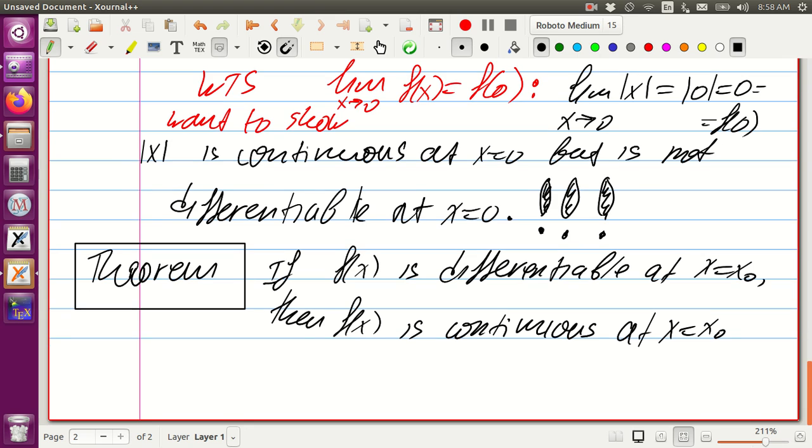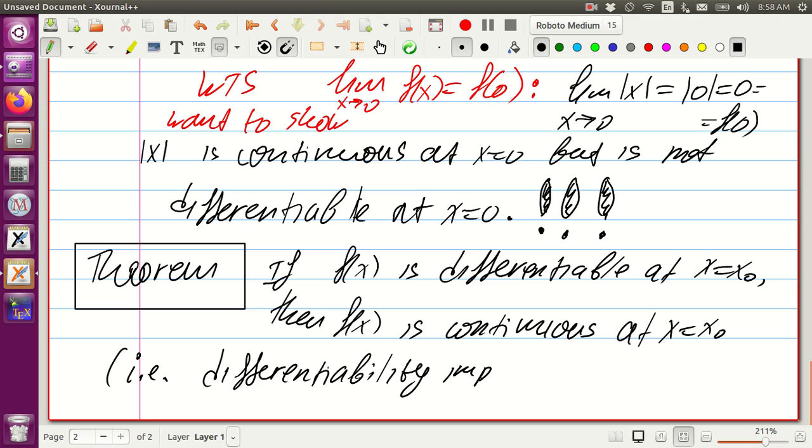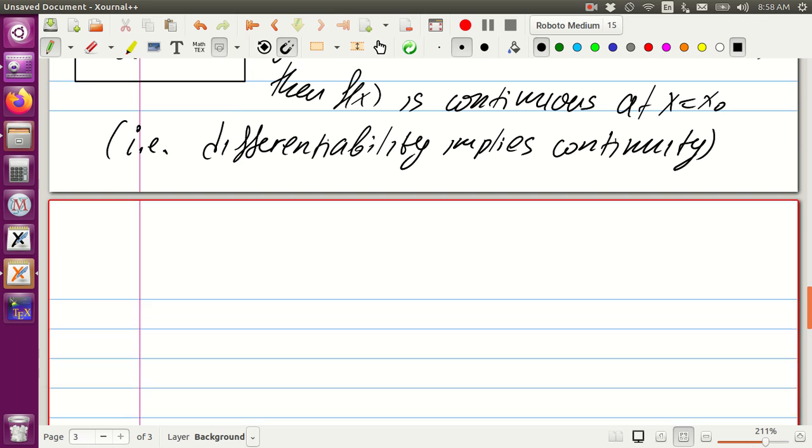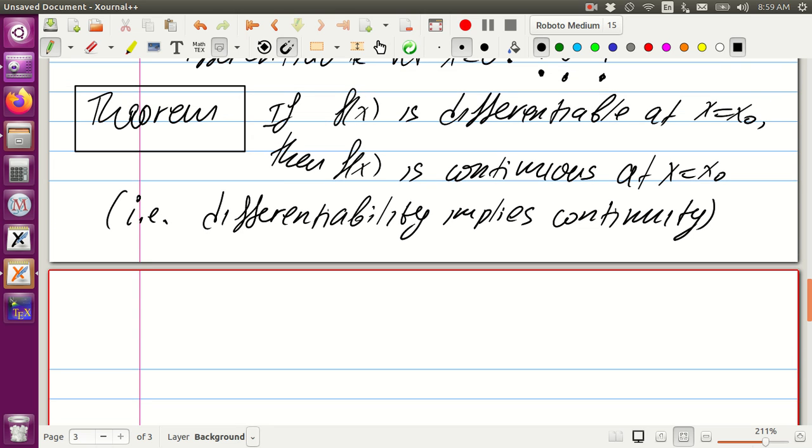So if a function is differentiable, it implies that it's continuous. We can say that differentiability implies continuity, but not the other way around. If a function is continuous, it's not necessarily differentiable, like we saw in the previous example. Okay, so let's try to show this theorem. What would be our proof?